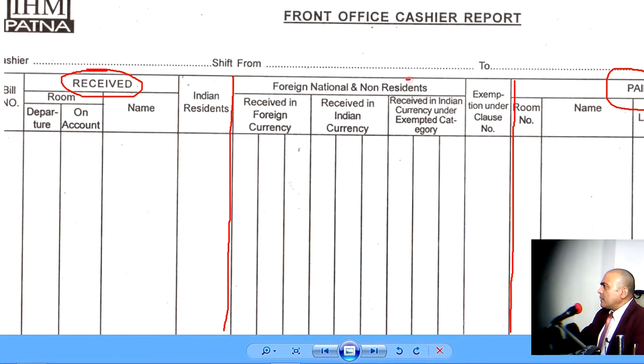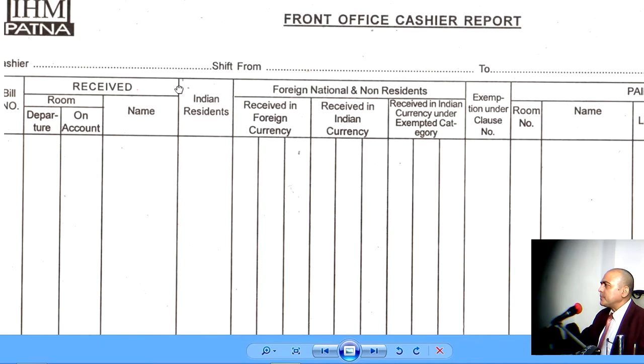And in the middle, we have to record the details of transactions from foreigners. Since a cashier will normally pay in Indian currency, even if a foreigner demands some cash from the hotel, only for receiving is this column required. That is foreign nationals and non-residents. If you keep these three sections in mind, then this document becomes quite easy to understand. So let us look at these sections one by one.